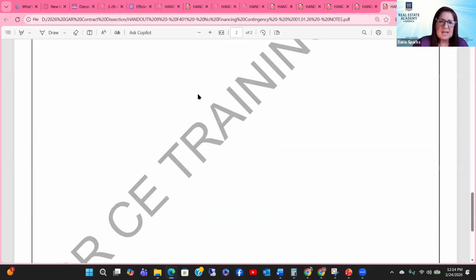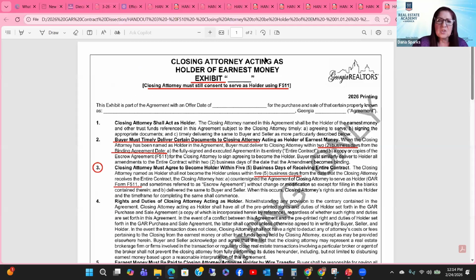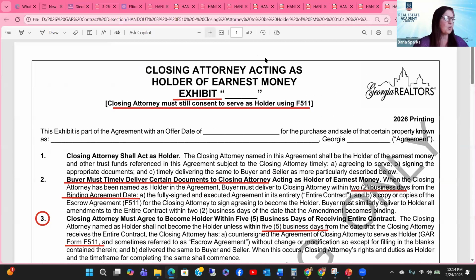Closing attorney. If buyer and seller negotiate to have the closing attorney as the holder of the earnest money, there are 2 forms we need. One is the F510. The other is the F511.